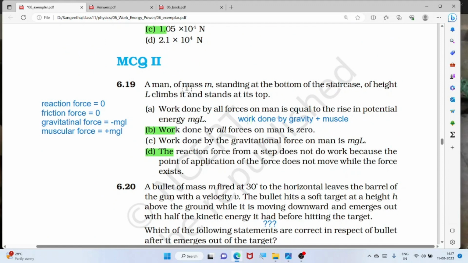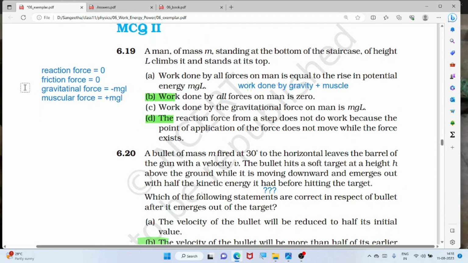A man of mass m standing at the bottom of a staircase of height L climbs it and stays at the top. The reaction force is zero because the point of application of the force is not moving. The friction is zero. The gravitational force is mg, and the person's muscular force is opposing this gravitational force.